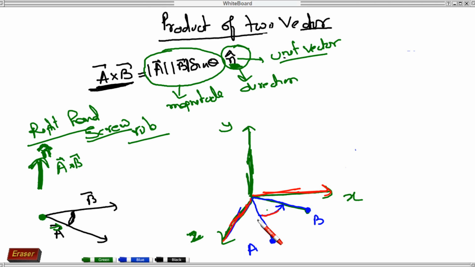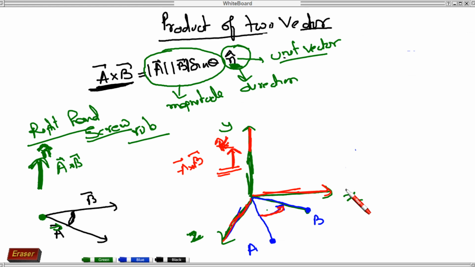So you have to rotate your fingers from A to B. With the right hand, the direction of your thumb will show the direction of this y axis. So this will be the direction of A cross B. Okay. So here what is the direction? You can say the direction is the unit vector j.